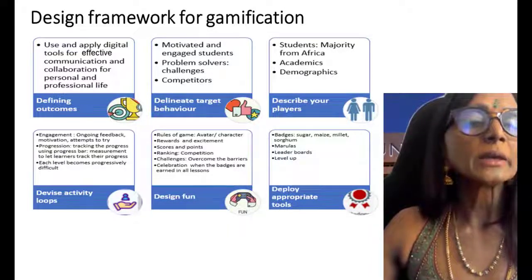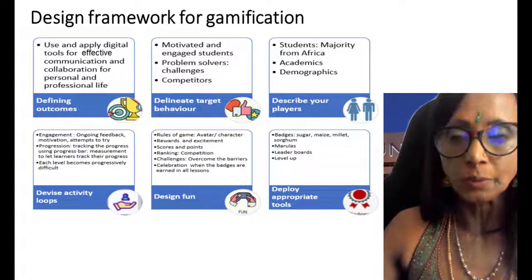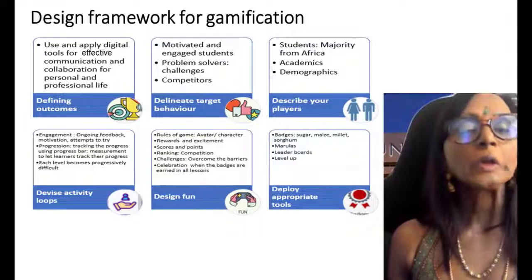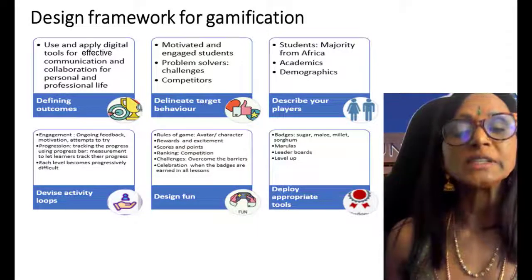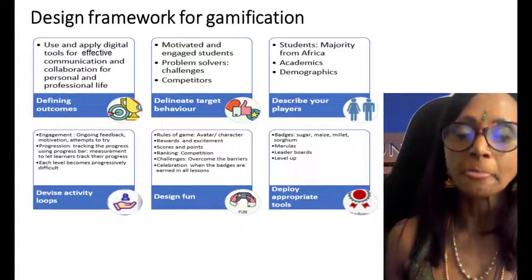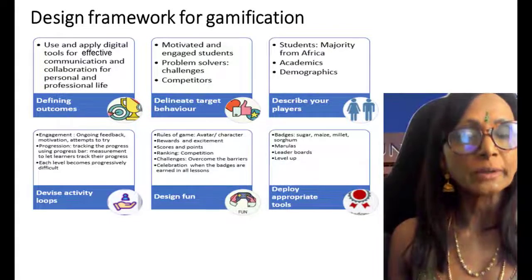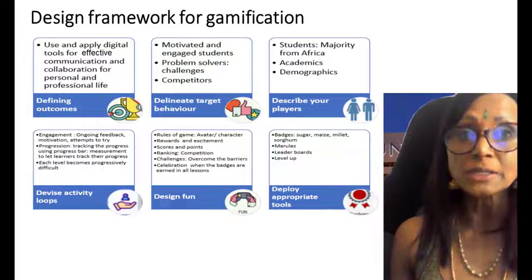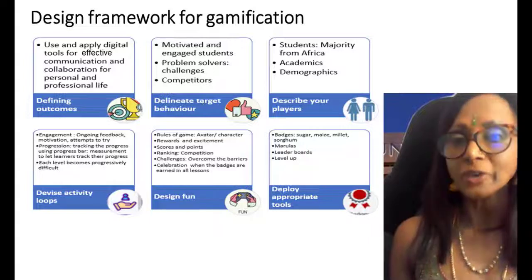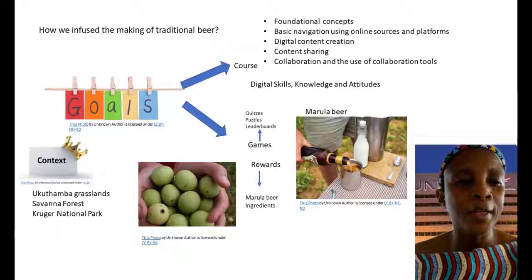Then we looked at the fourth component, which was devise the activity loop. The fifth component is designing fun. The sixth component was deploying the appropriate tools. Colleagues, in conclusion, I want to say that gamification requires 25% of technology to be enabled, but the application of gamification requires 75% of psychology. Thank you.